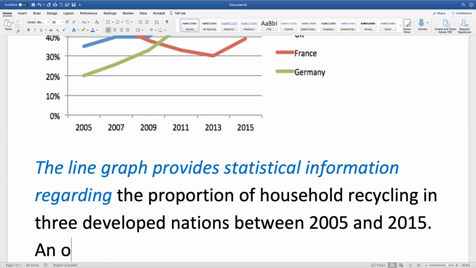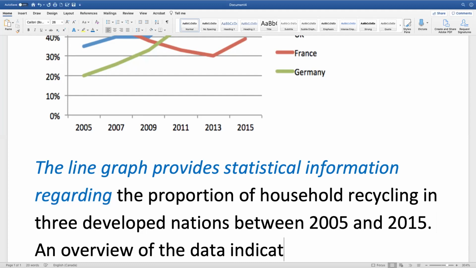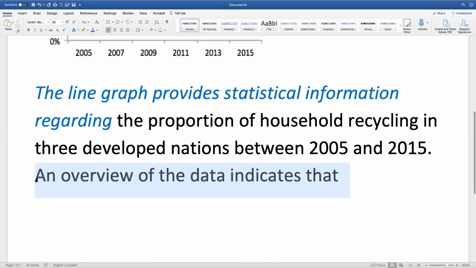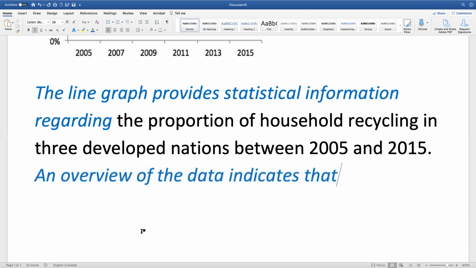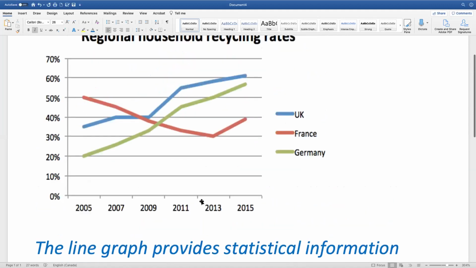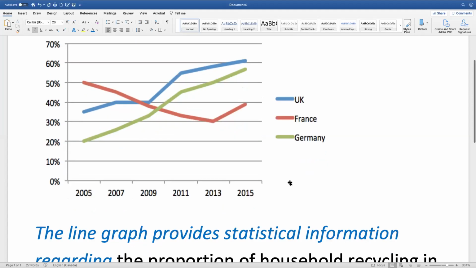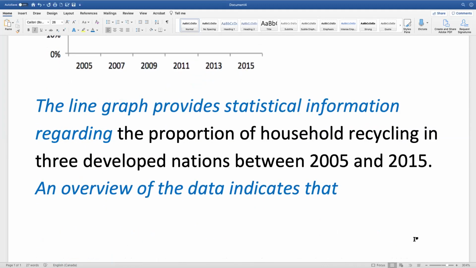So next, an overview of the data indicates that. So remember, this sentence here is the general overview. We just want to say something that we see in general. Well, here it looks like it's increasing, right? UK, Germany, France, decreasing. So I think it's better to say there had been many changes. Or we can say some increase, some decrease, okay? I'm going to say fluctuations.